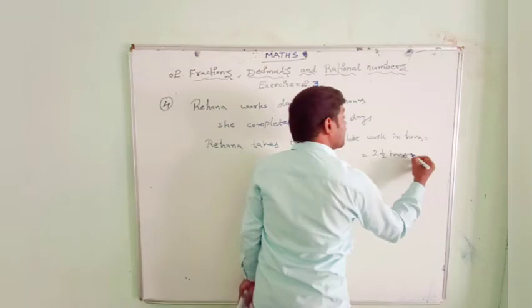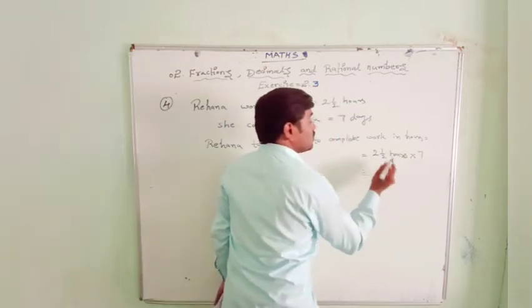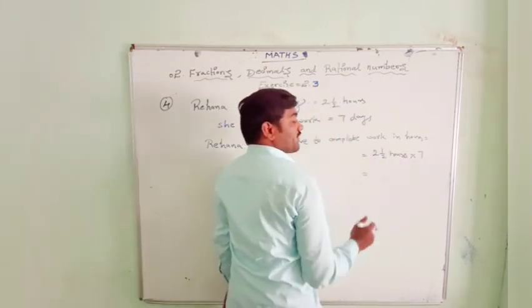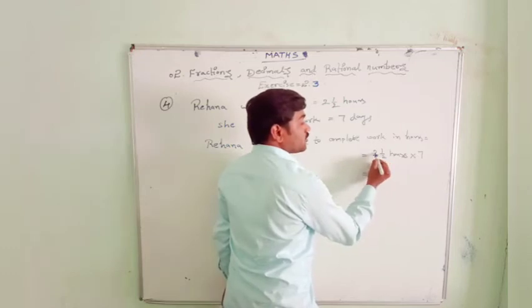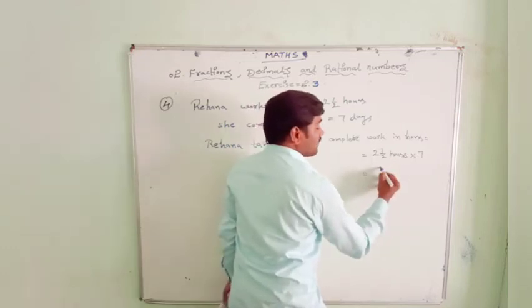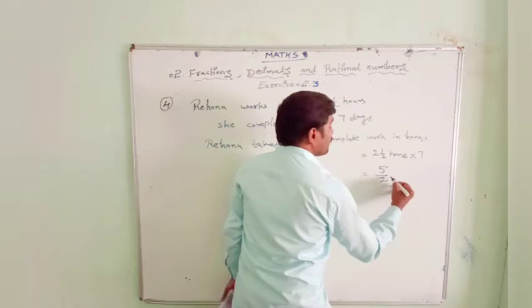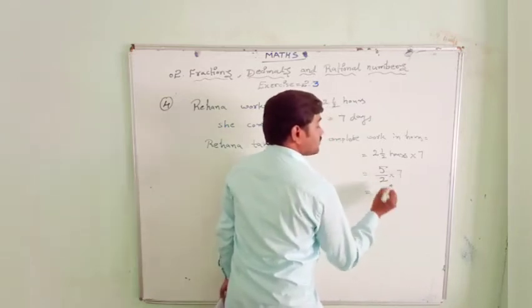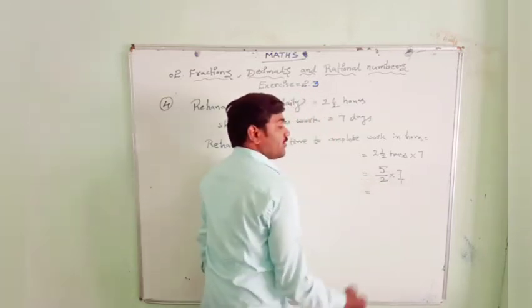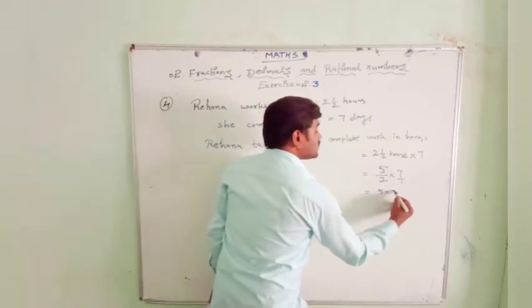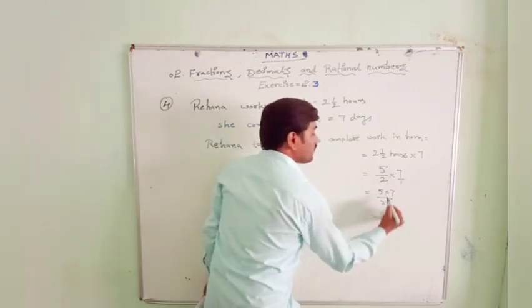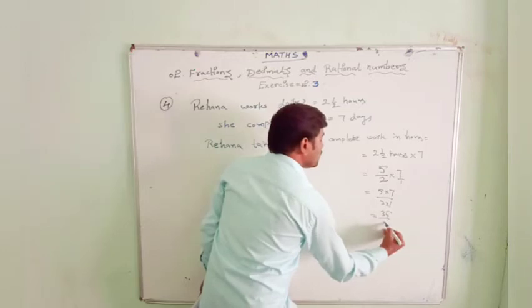2.5 hours on embroidery into 7 days. So this 2 whole 1 by 2 will change into the improper fraction. 2 into 2 is 4, 4 plus 1 is 5, so 5 by 2 into 7. 7 we write as 7 by 1. Now we will find 5 into 7 by 2 into 1. That is equal to 5 7s are 35 by 2 1s are 2.